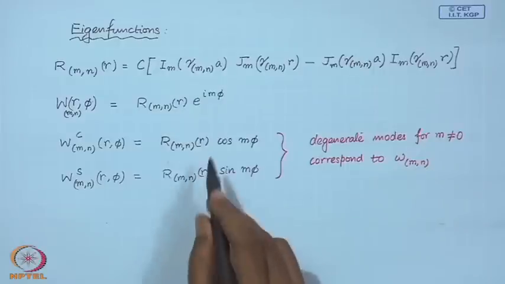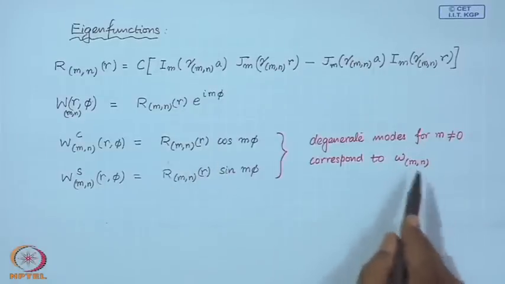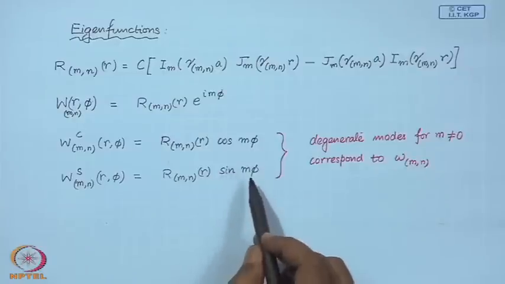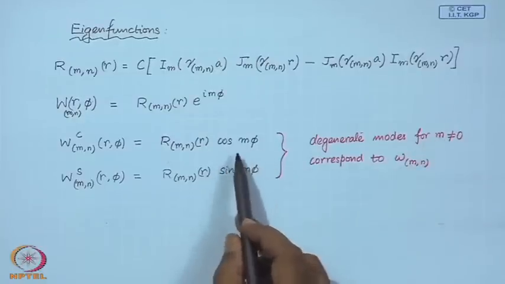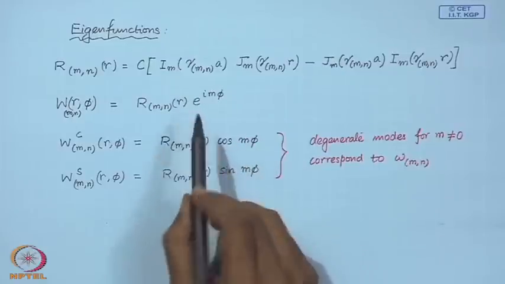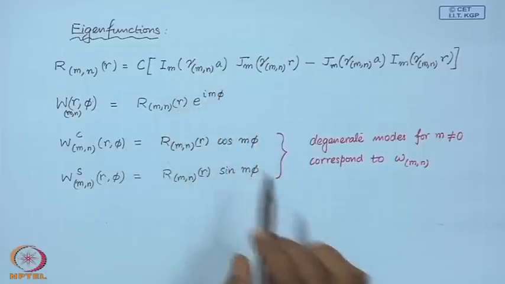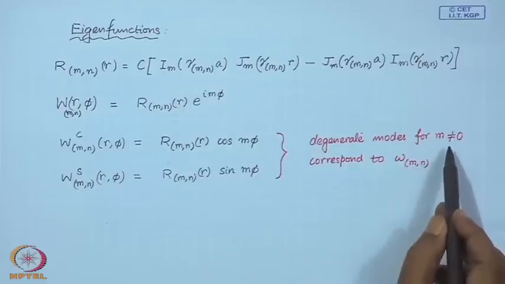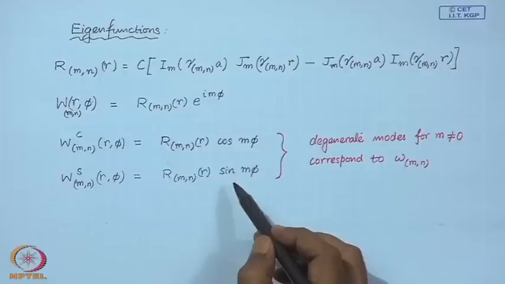So, both these modes correspond to this circular natural frequency omega m n. So, m equal to 0 is the axisymmetric mode. If m is equal to 0, then the eigenfunction becomes only a function of r, there is no dependence on phi. So, that is the axisymmetric mode. When m is not equal to 0, then we have the unsymmetric modes.